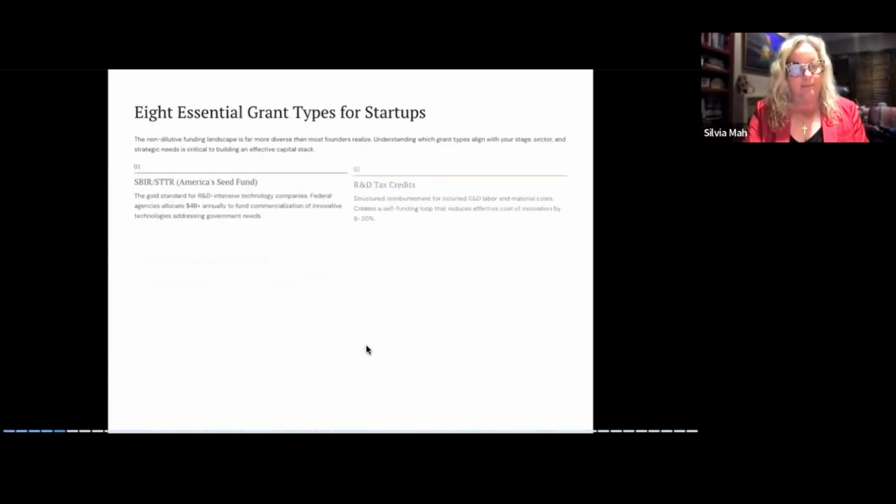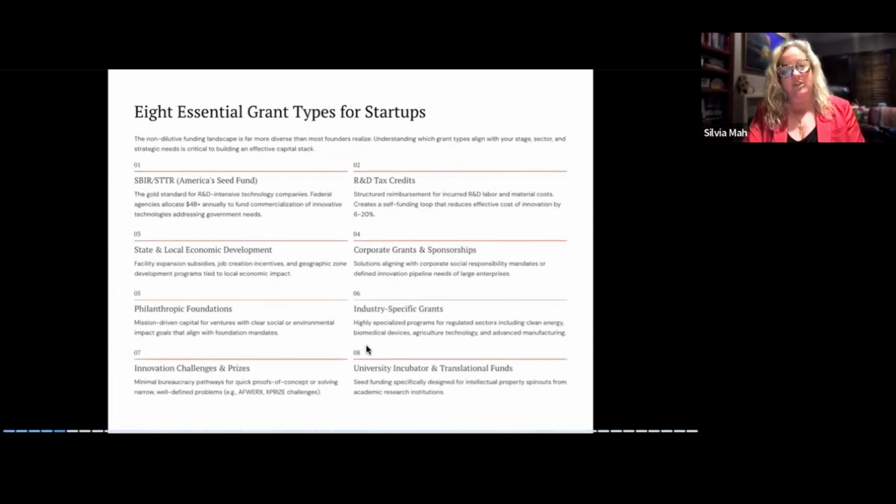Okay, so next up is the 8 essential grant types for startups. I try to distill as much information as possible. The non-dilutive funding landscape is far more diverse than most founders realize. You think it's only X grants and Y angel investors. There's a whole plethora of things.